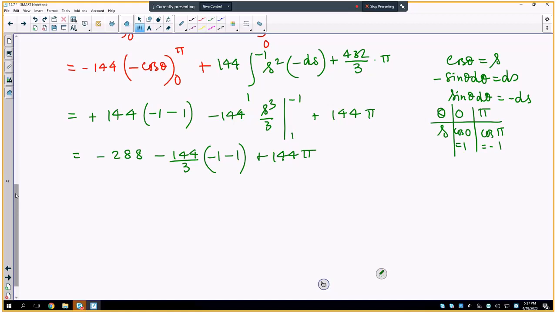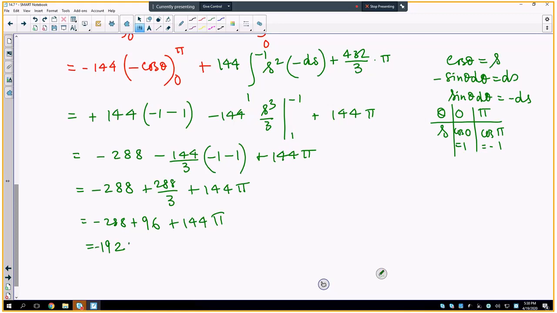We're almost there. So now I get to say that this is negative 288 plus 288 over 3 plus 144 pi. Which is negative 288, and if you do 288 over 3, you get 96, plus 144 pi. So this is minus 192 plus 144 pi. And that is all we can simplify, and this is the required volume of the three-dimensional object that is trapped between the sphere and the circle.